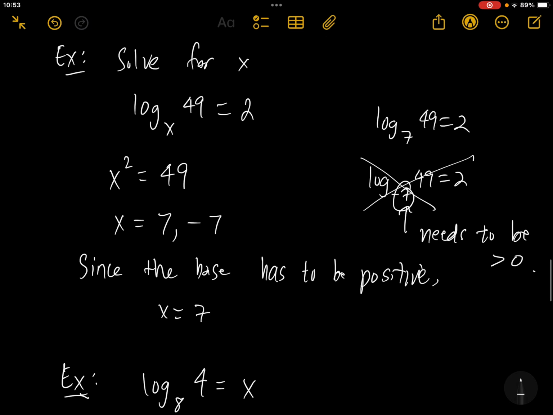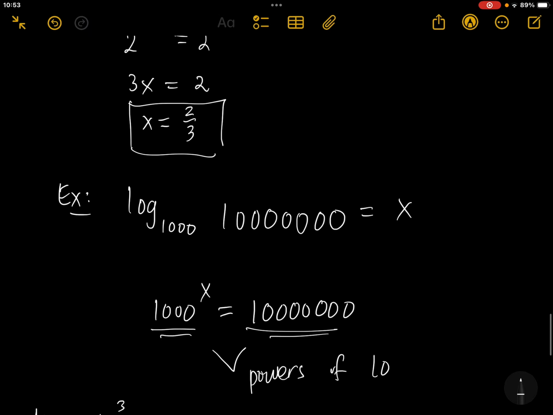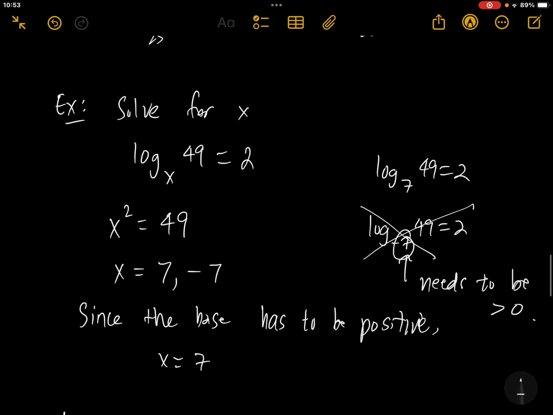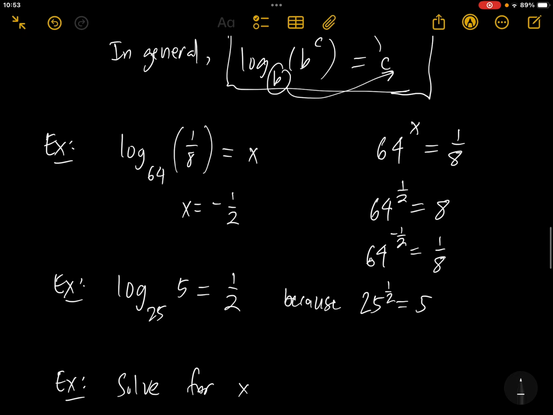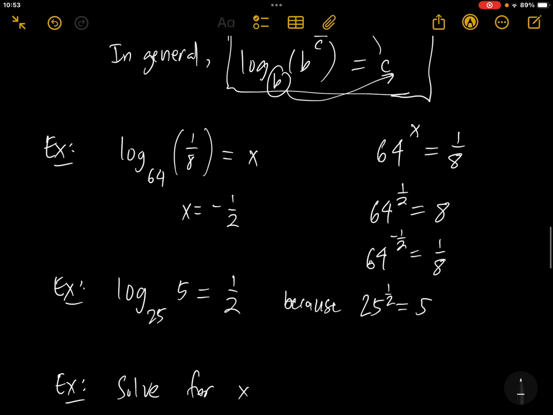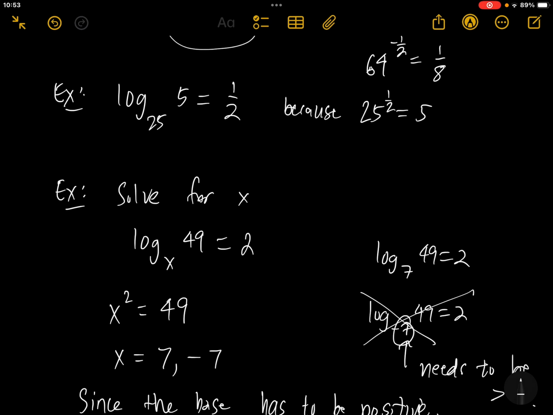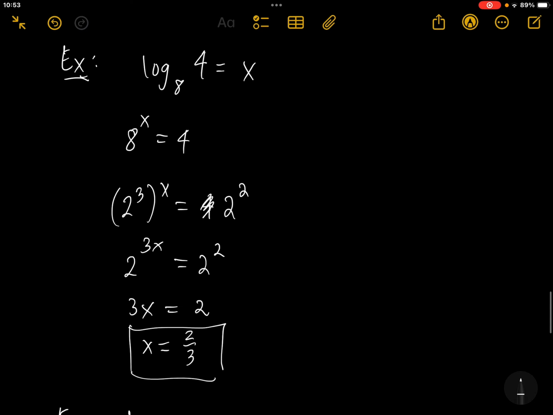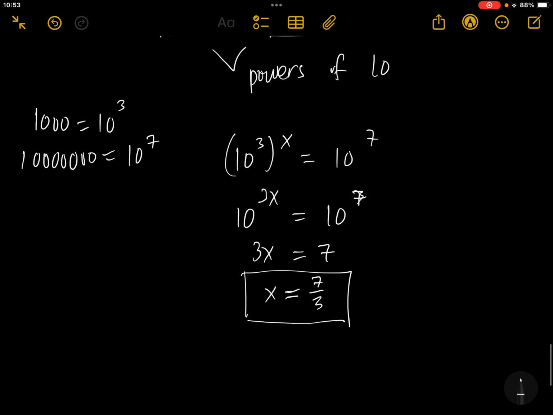And we just did a bunch of examples where we got some negative values, some fraction powers, some fraction values, like in this example, log sub 64 of 1/8, that's negative 1/2, right? So you could get negative outputs, you could get fraction outputs, and that's what we did in this video.